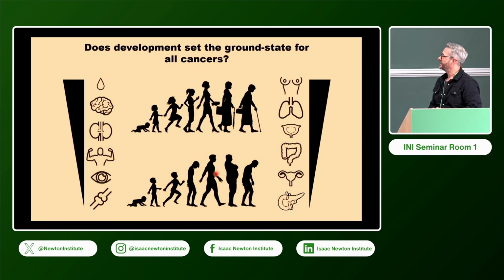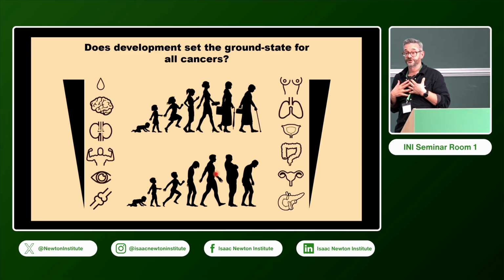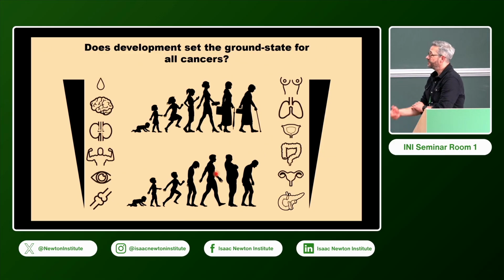Okay, so in the last 4 hours or so, what I think I'll do as a joke is go through a second idea which we've been pursuing really now for about 15 years in my lab. And that is the concept whether development sets the ground state for all cancers. Now, we know children's cancers all arise in utero. We've shown that in brain tumours. Other groups have shown that in solid tumours.